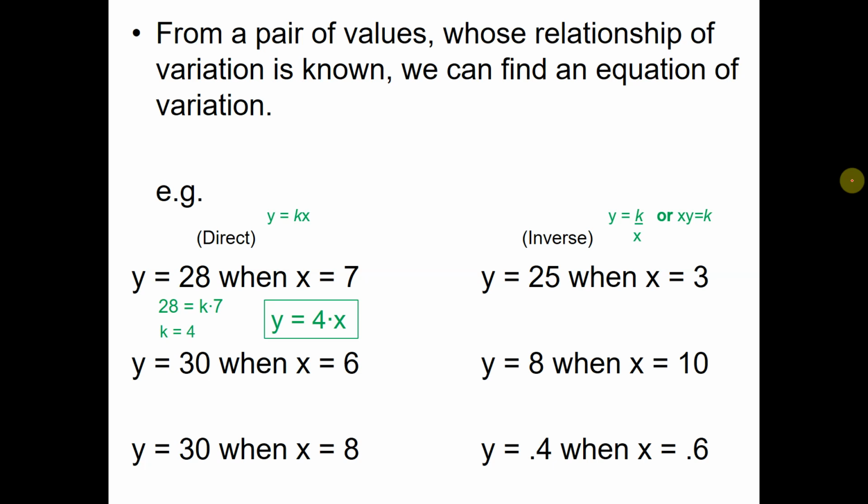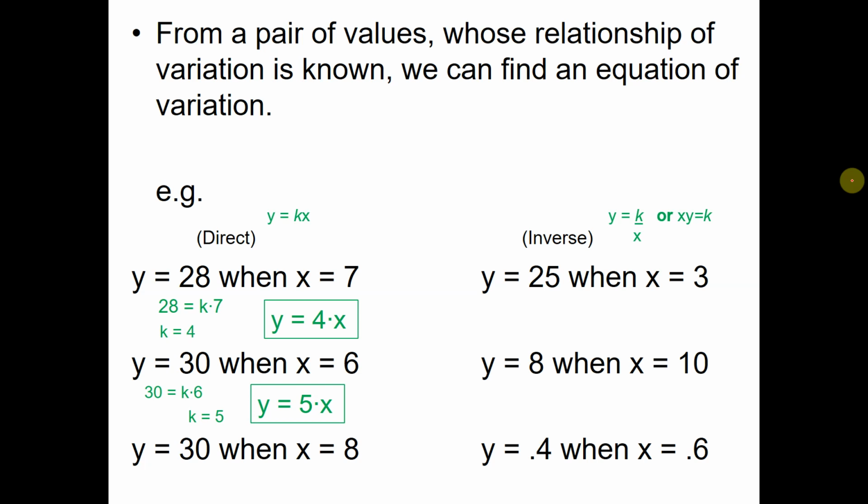Next one. If y varies directly as x, and y is 30 when x is 6, that means that 30 equals k times 6. That means that k is 5, because 6 times 5 is 30, right? And that means the equation of variation would be y equals 5x. Not terribly hard, right? It looks like it's hard, but then you put them in there and it's like, oh, is that really all we're doing? Yep, it is.